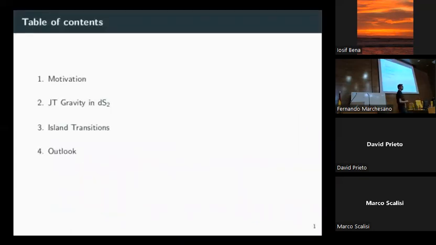First I will give you a bit of motivation for why I think it's a good time to take this particular perspective on de Sitter space. I will talk about this in a particular two-dimensional model of JT gravity in de Sitter space, where I should stress that I view this JT gravity model really as an effective field theory, not a UV complete model. I will talk about a phenomenon known as an island transition, and argue how this island transition is related to the swampland, and I will conclude with an outlook.